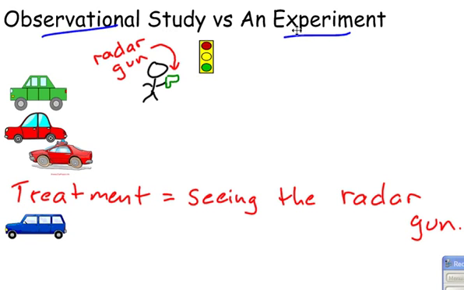So that's the main difference between an observational study and an experiment. In the first case, I was just watching to see what happens, and what I was doing did not influence what the drivers would do. Whereas in the second example, that would be an experiment because I am applying a treatment. In this case, seeing the radar gun is the treatment, and once I see how the drivers react, not only am I watching what they do, but I'm applying this treatment so that I can see how the treatment affects their driving habits.